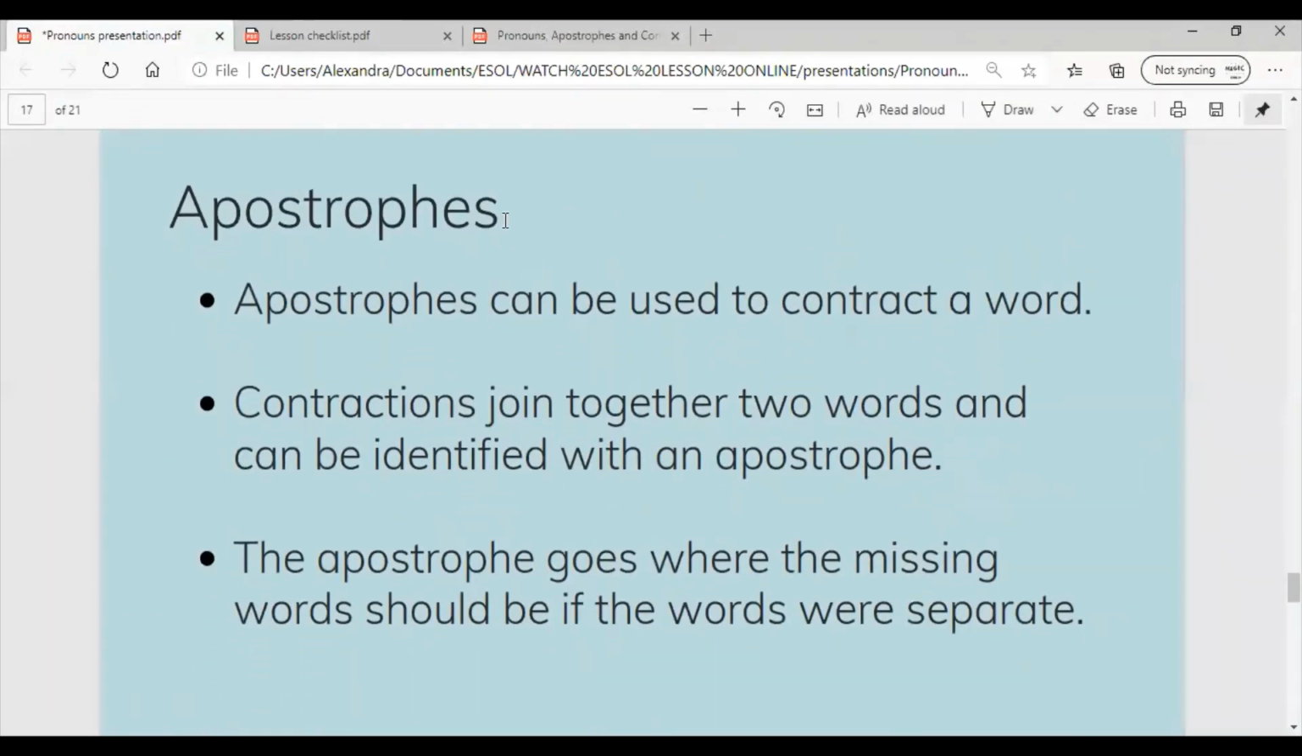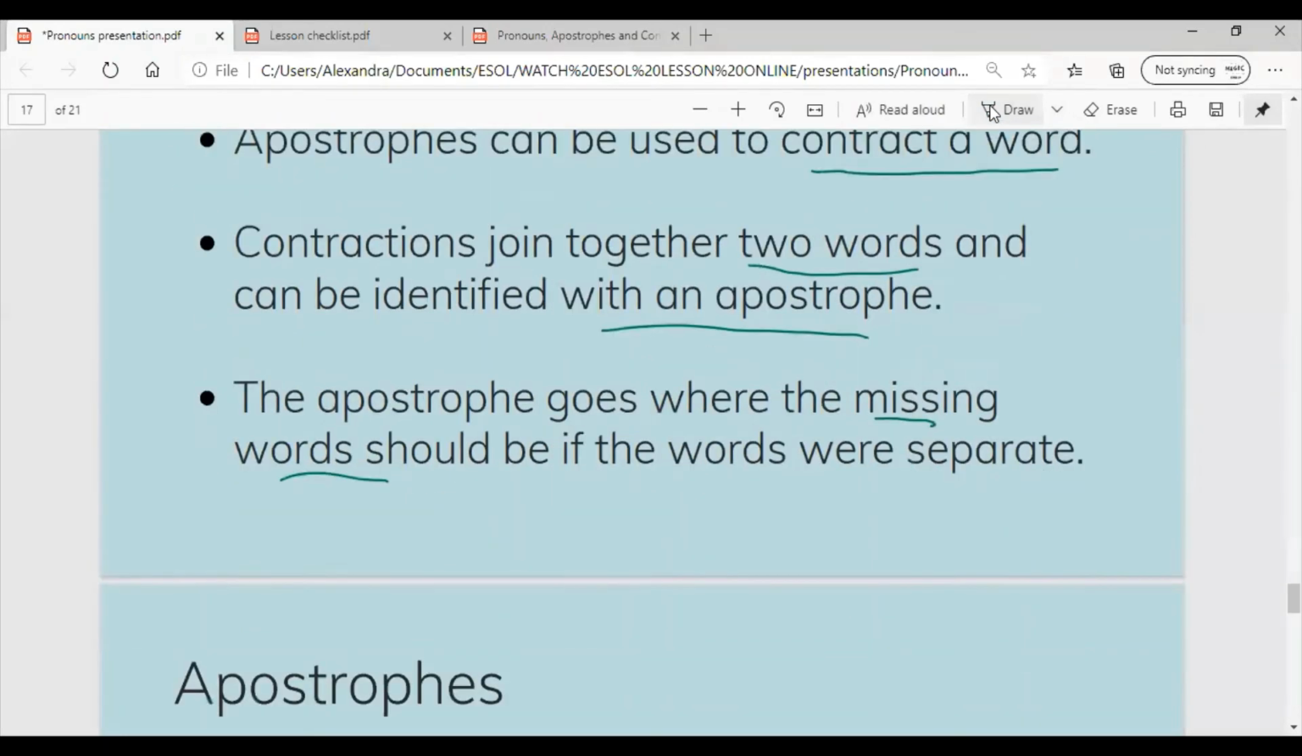So apostrophes can also be used to contract a word. So what do we mean by contract a word? Contractions join together two words and can be identified with an apostrophe. So when you're putting two words together, you'll lose some letters and you'll put an apostrophe in. So the apostrophe will go where the missing letters should be if the words were separate.